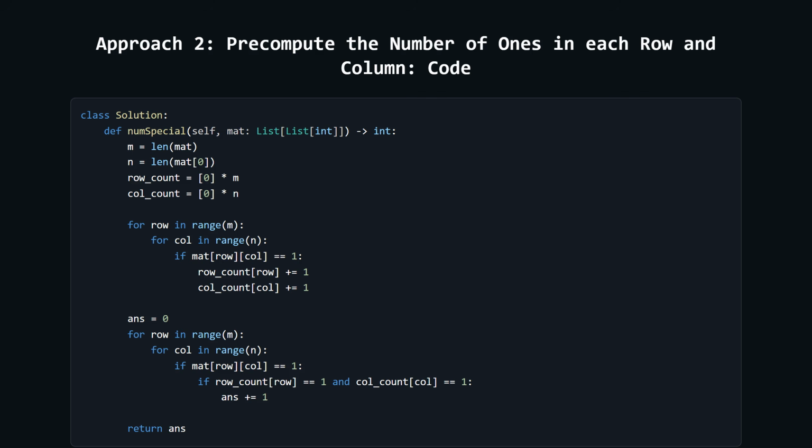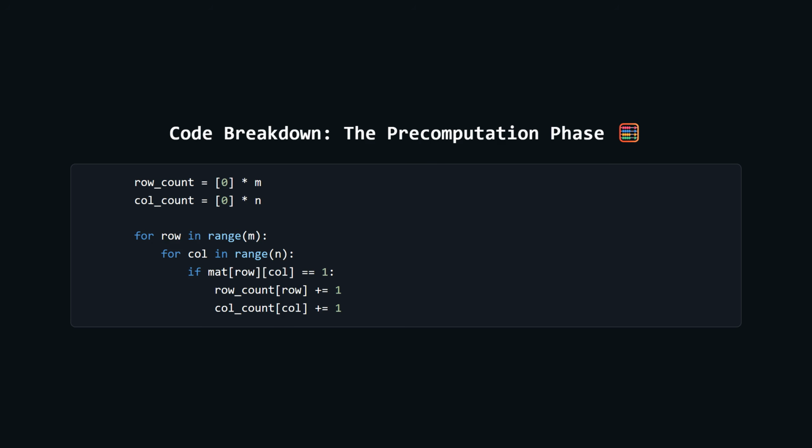And here's the code for that second approach. It looks a bit longer, but it's actually much faster. Let's quickly trace how the precomputation works. In this first section, we create two empty lists to keep track of our scores, one for the rows and one for the columns. Then, we do a single pass over the entire grid. Every single time we spot a 1, we add 1 to that specific row's total score, and we add 1 to that specific column's total score.